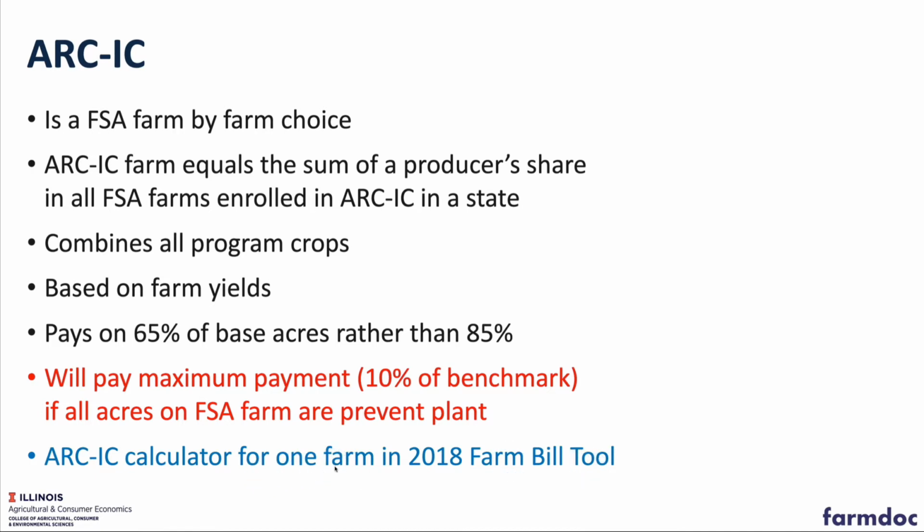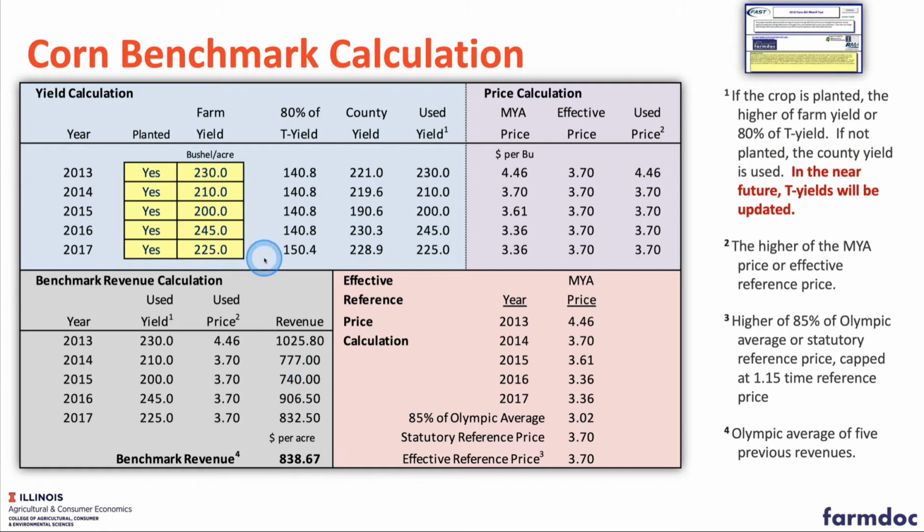So if you do that, you're going to choose the county that you're located in and the number of program crops. We're going to do corn and soybeans here. This is the corn page. What you're going to do is enter the yields for 2013 to 2017, where you planted the crop in all years. Here are your farm yields, and that is what's going to be used to calculate your benchmark revenue.